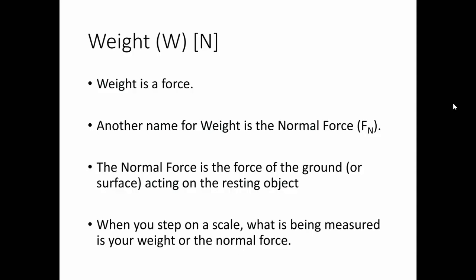If there was only the force of gravity pulling on me, then I would be falling towards the center of the earth. So there has to be some force that's stopping me from falling through the ground, and that is called the normal force. So that's the force of the ground, or if we think about this ruler on top of the table, it's the force of the table acting on the ruler. So there has to be something that's stopping you from falling through the ground towards the center of the earth, and that's called the normal force.